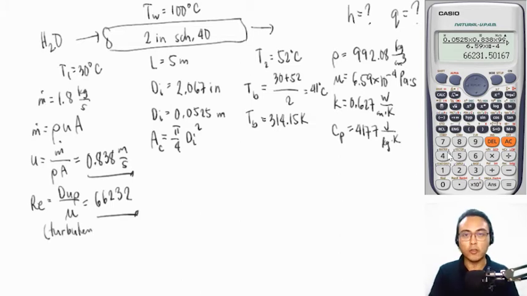Now that we know that the flow is turbulent, we can now select our correlation in order to determine the Nusselt number, and in turn will determine our heat transfer coefficient. By the way, the unknown in this problem is the value of the heat transfer coefficient H as well as the rate of heat transfer Q. Okay, let's go back to our lesson and take a look at the available correlations that we can use.